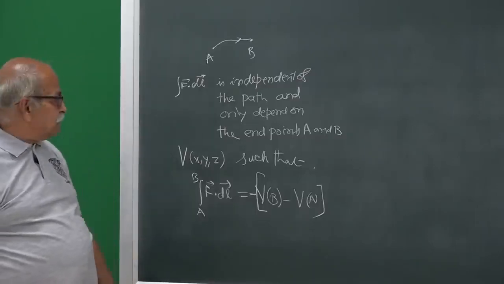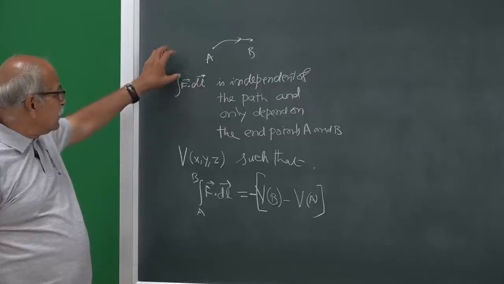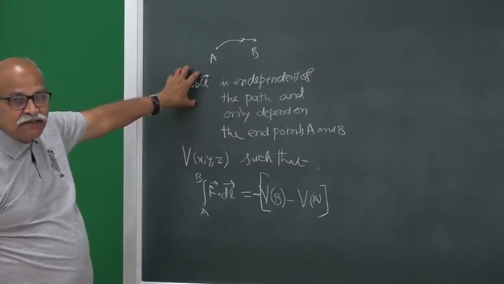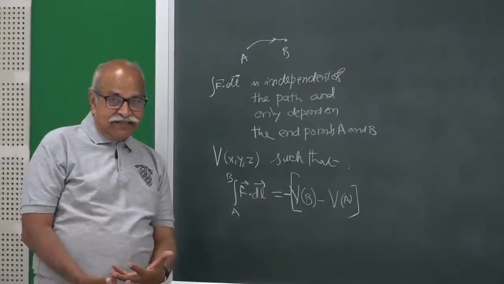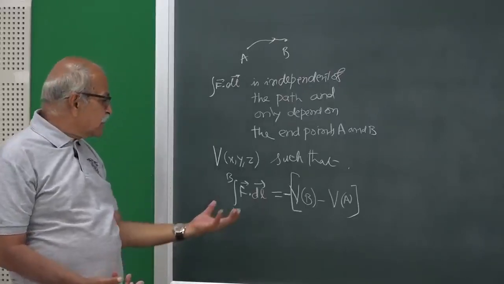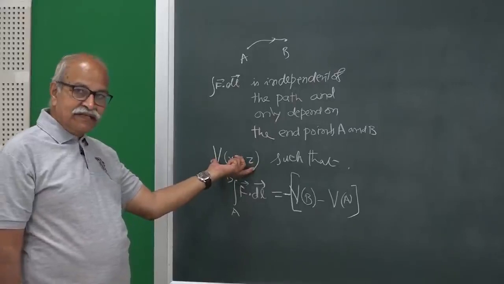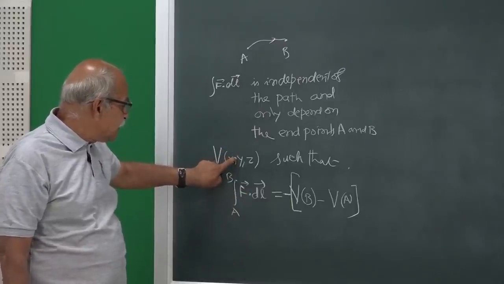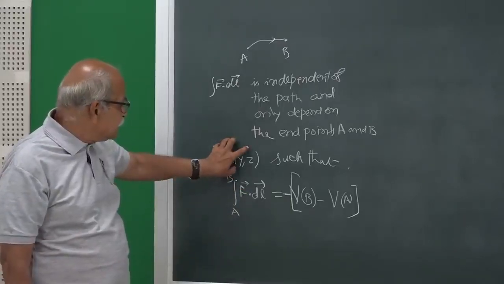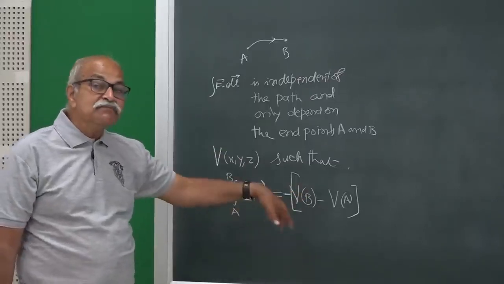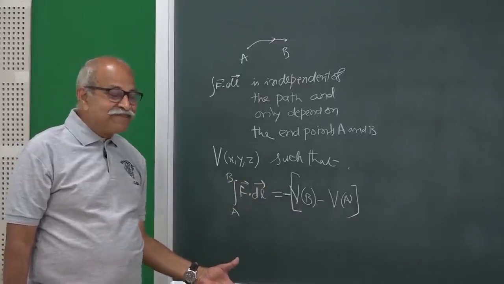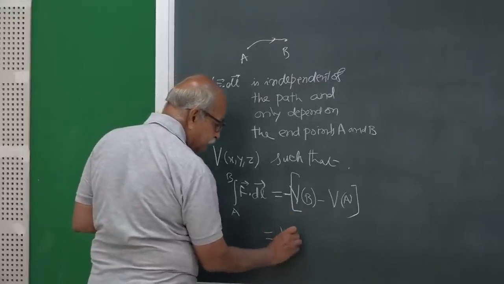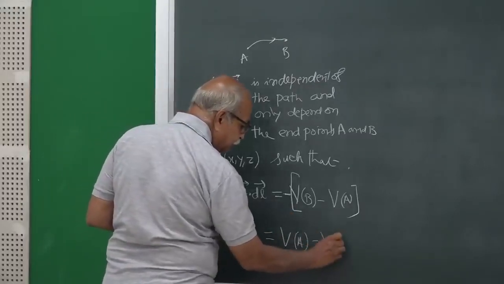Once you ensure me that this F dot dl integration between two given points A and B is independent of path, I can always come up with a certain functional form of a scalar function V(x, y, z), so that this integration will be equal to the value of V at point B and value of V at point A. It is always possible to do that. And then if this is the case, so this is V A minus V B.